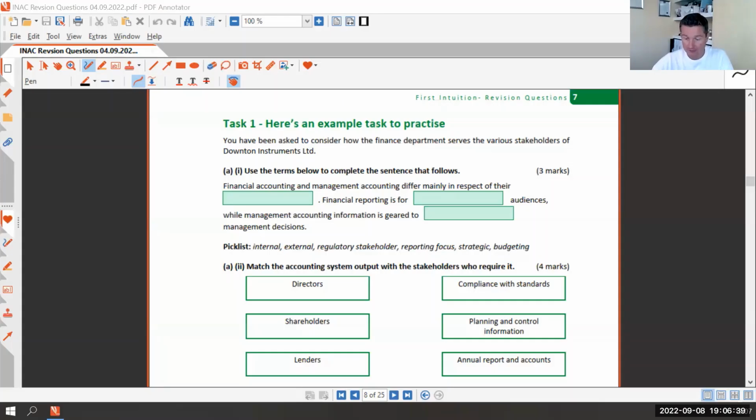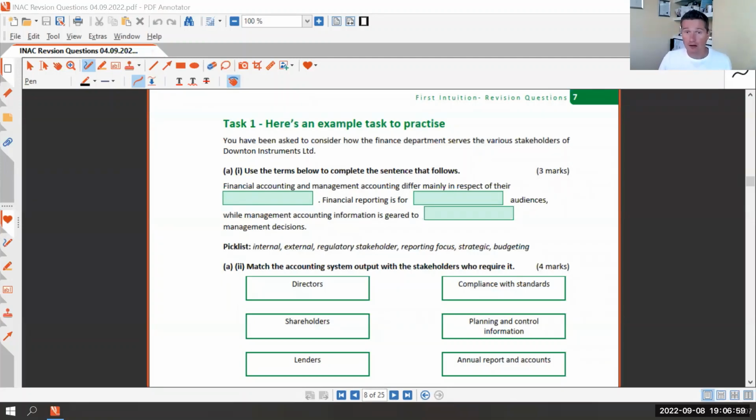So as I said, we're going to look at task 1 of the internal controls mock that you should have got when you signed up. Can you see my screen if I press the share screen button? You should be able to see it says task 1, an example to practice. I assume you can. No one's shouting that you can't see it.